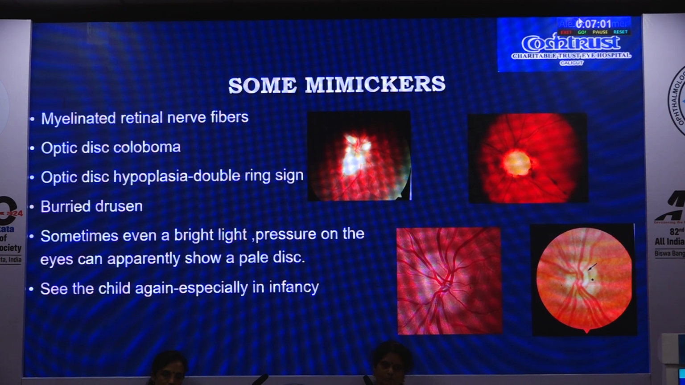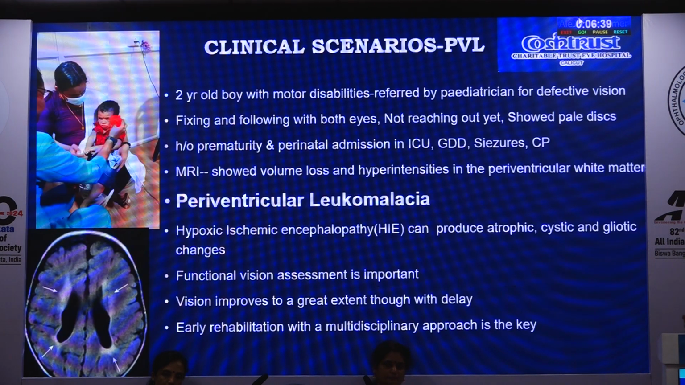Some of the mimickers are myelinated nerve fibers, as you see here, optic disc coloboma, and optic disc hypoplasia with a double ring appearing like a pale disc. Buried drusen is not uncommon; you have to rule it out with autofluorescence. Sometimes even a bright light or pressure on the eyes can make the disc appear pale, so the child has to be brought back again to see, especially during infancy when you forcibly open the eyes. Let us go through some of these scenarios. We cannot go through all the conditions of pale disc.